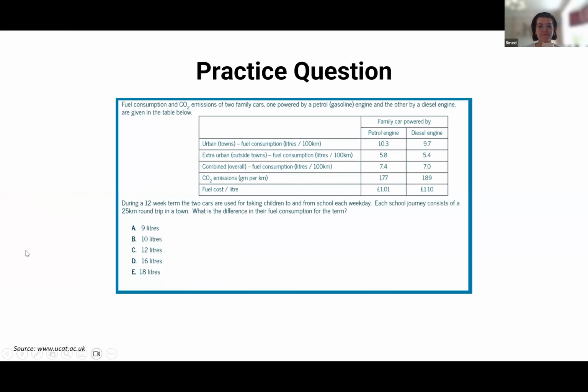please do use them. This is a practice question. I don't think it'll be too difficult for you, but I will let you just read through it for 30 seconds.